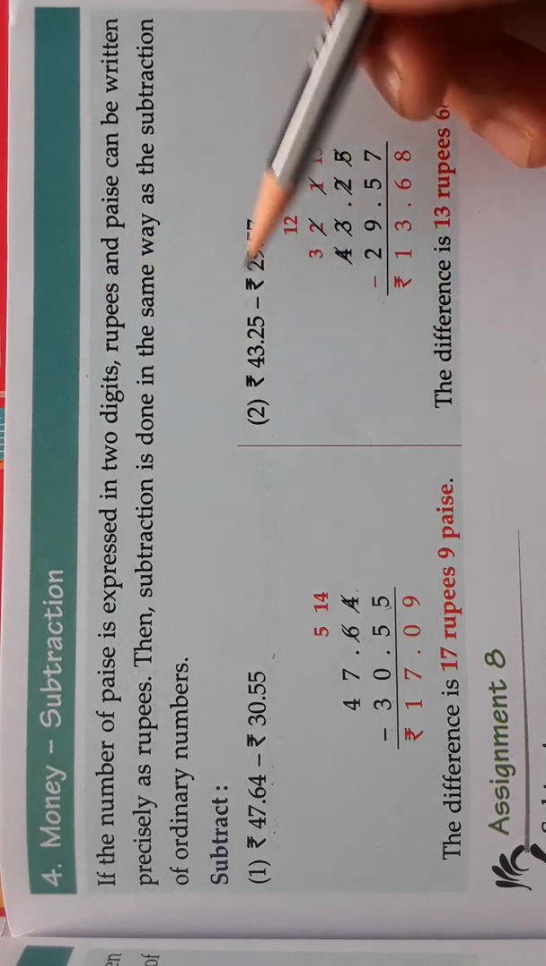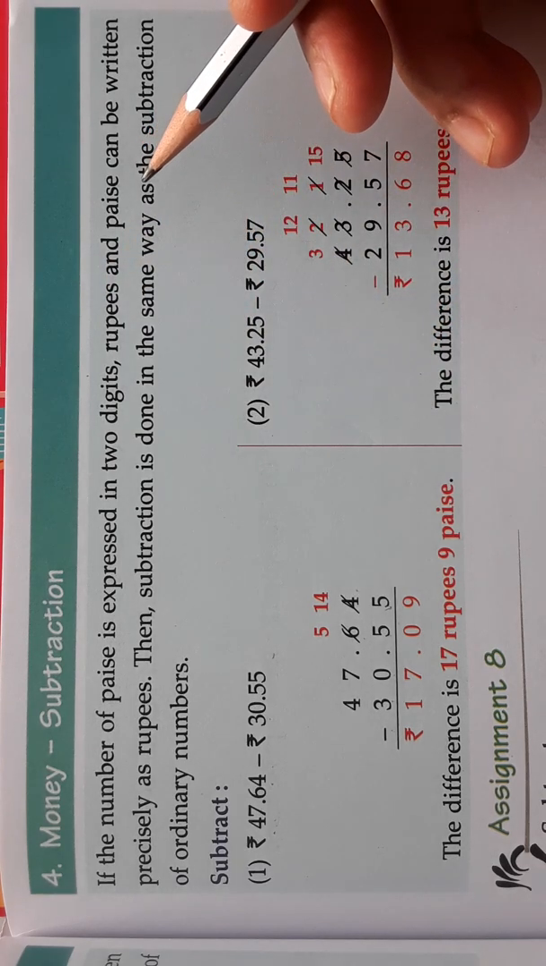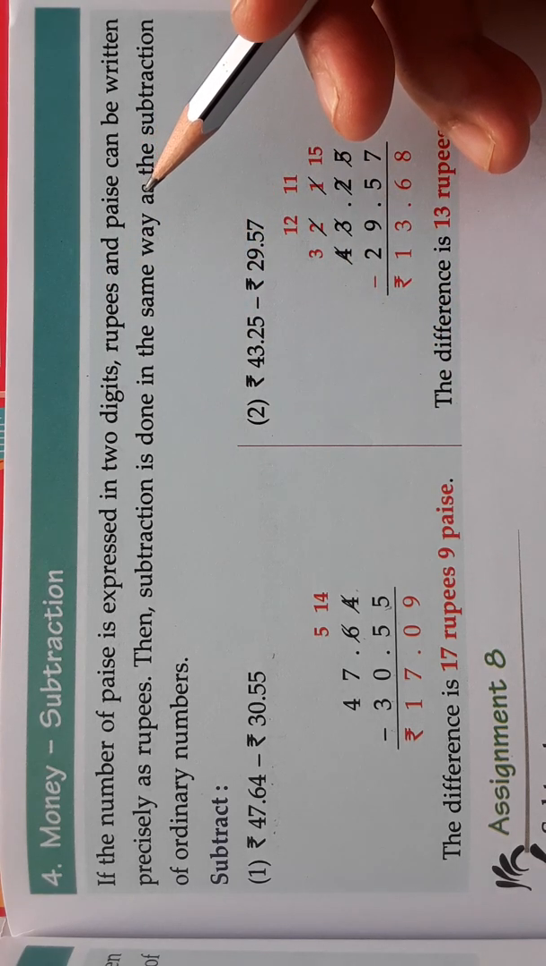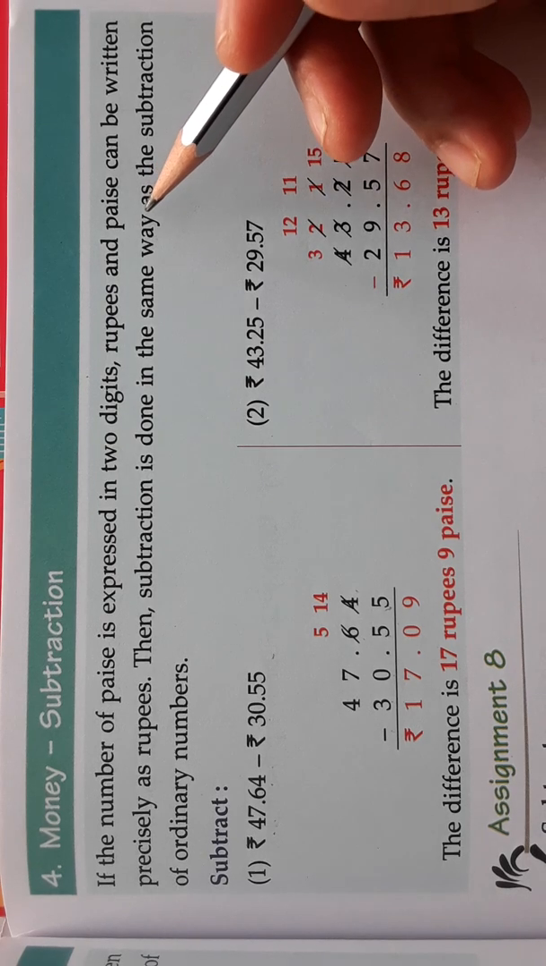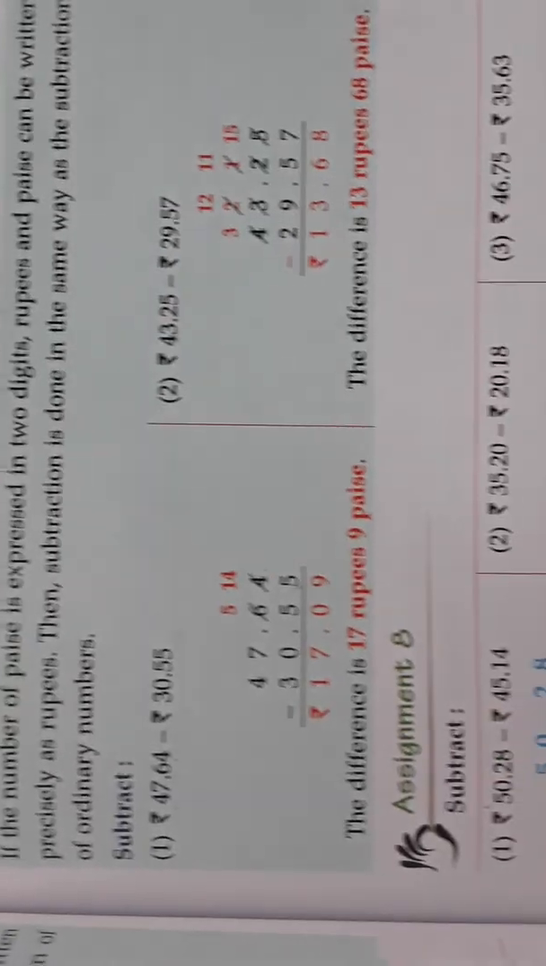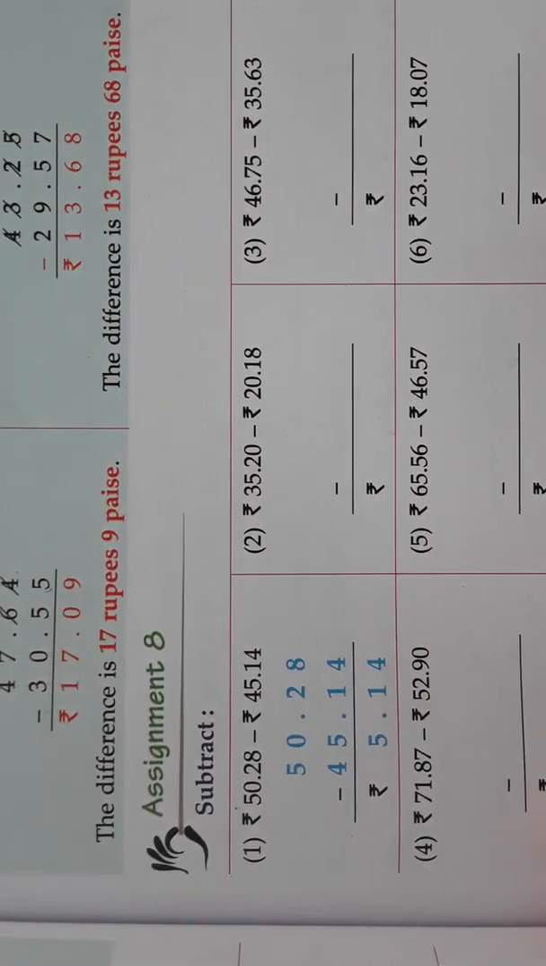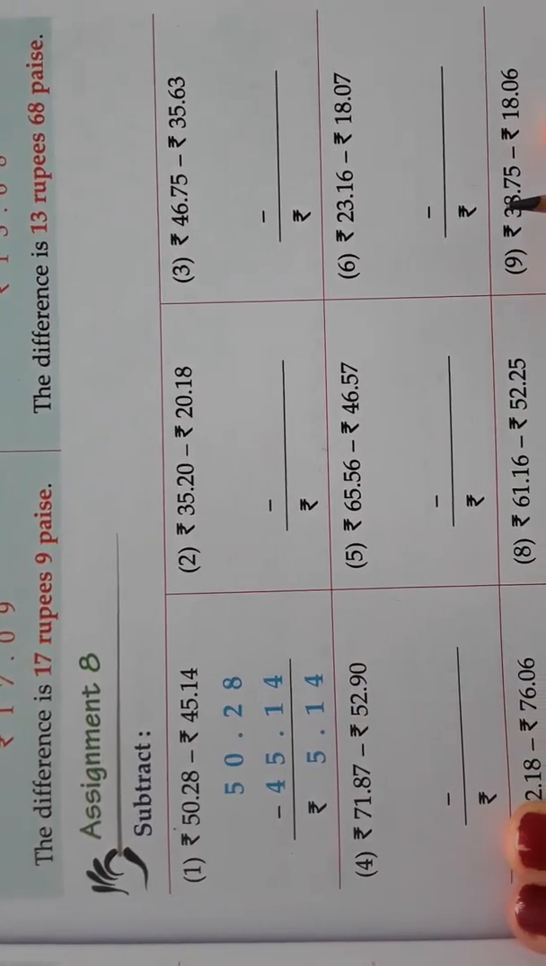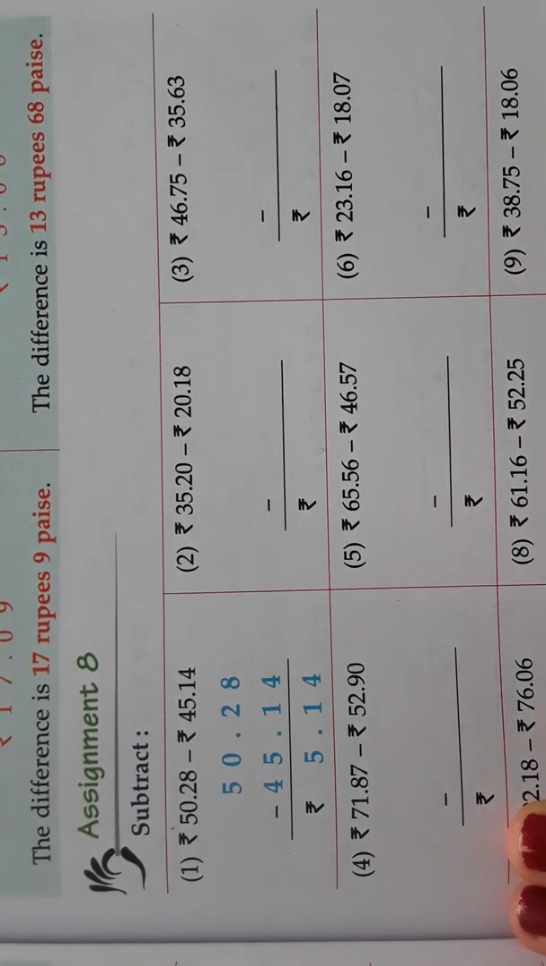Okay, like that. Here also the subtraction of money is like ordinary subtraction. Understood, children? Come, we'll see assignment sums. Assignment 8. We'll do the second sum.